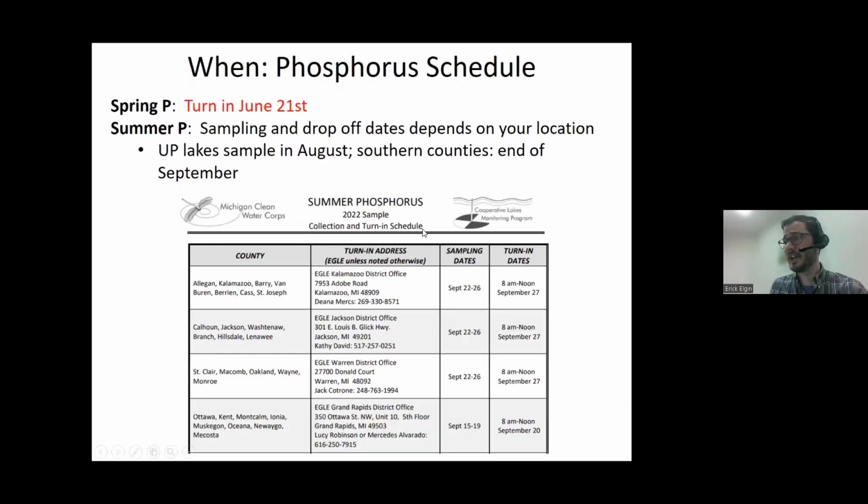So this is the schedule. This is a clip of the schedule. Of course, we'll have it for every county. So look at which county your lake is a part of, and then it tells you your sampling date. For example, if you're in Allegan County, and we're in summer phosphorus now, you would collect between September 22nd and 26th, and then you would turn it in the day after between 8 and noon at this location.